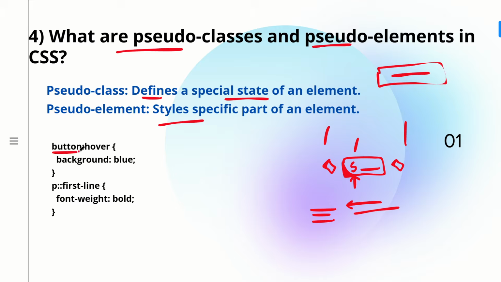So this is a button, this is our element. And what is hover? Hover is a state of the element, it is a special state of the element. So on hover we are setting the background to blue. This is how you can write the CSS for pseudo classes.